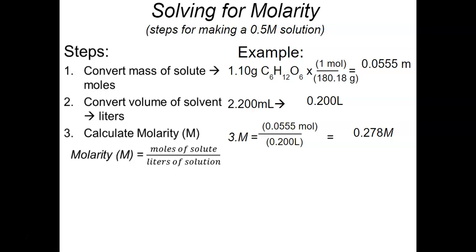Next, you take your 200 milliliters of your solvent, and you have to make it into liters. So to make milliliters into liters, we're converting again. You either move your decimal place 3 spots over, or you divide 200 by 1,000 because there's 1,000 milliliters in 1 liter. Okay, then you get 0.200 liters. Then you just plug it in. So 0.0555 over 0.200, and you get a molarity of 0.278 M.